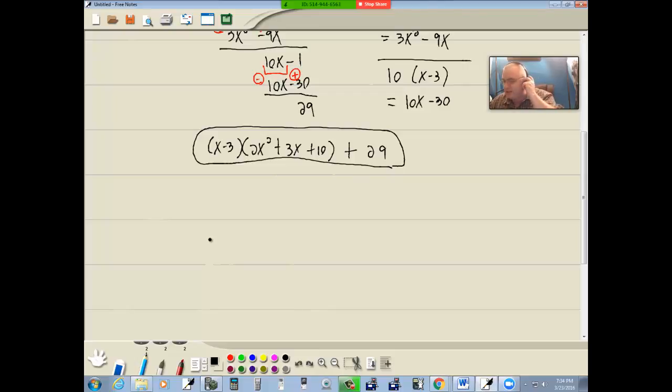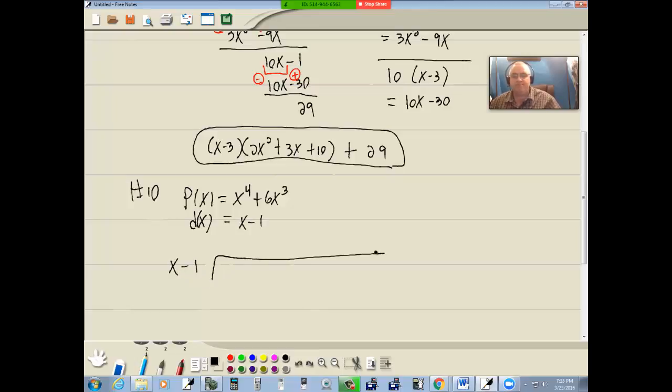All of these are in standard form, so that doesn't do any good. But let's look at the setup on number 10. We got p of x is equal to x to the fourth plus 6x to the third, and d of x is equal to x minus 1. So I do x minus 1, then I'm going to have x to the fourth plus 6x to the third plus 0x squared plus 0x plus 0.